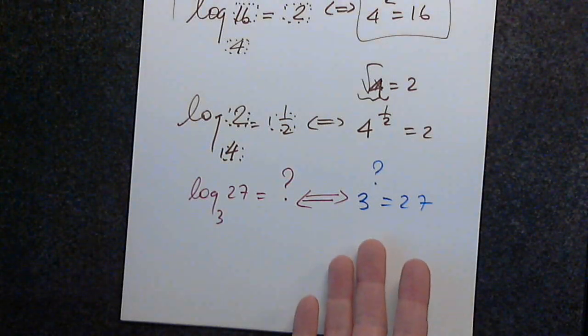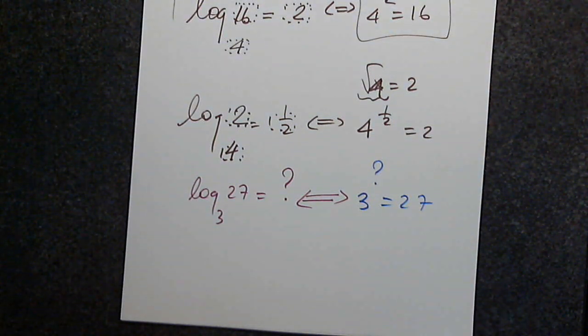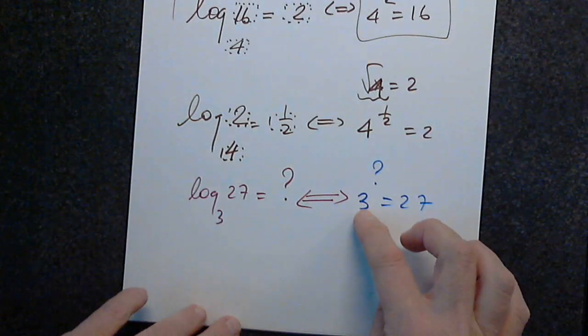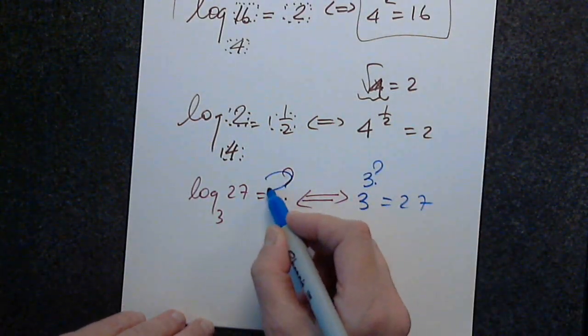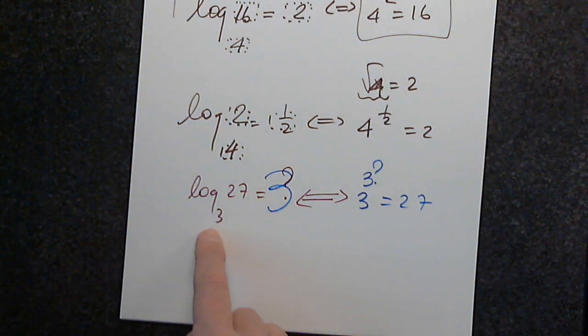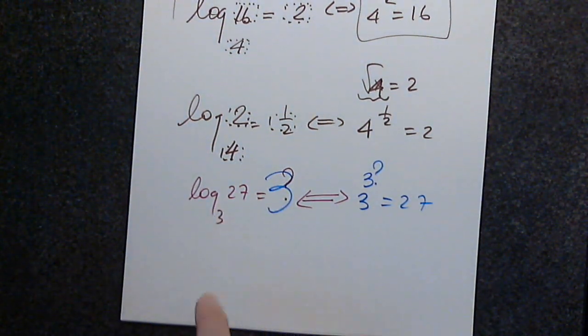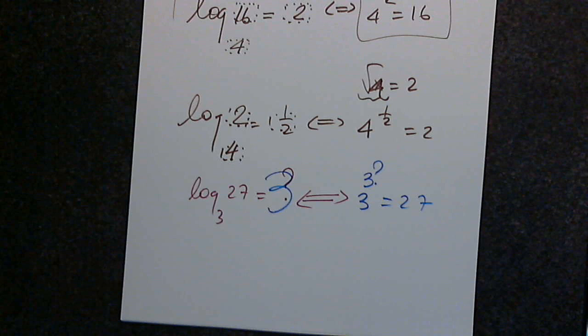So what power can it be? There is only one number. That's why I said it's not division. 3 raised to which power is 27? Indeed, it's 3. So the answer is 3. 3 raised to the third power is 27. Careful, okay? Is that better? Yes? Okay. Moving on.